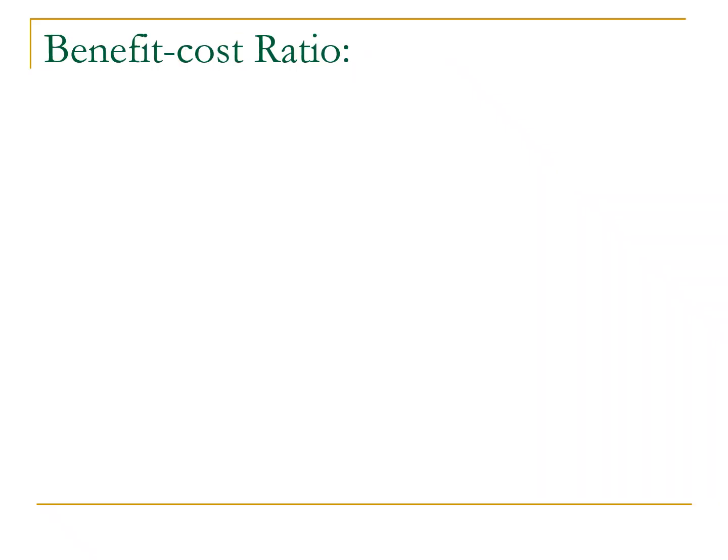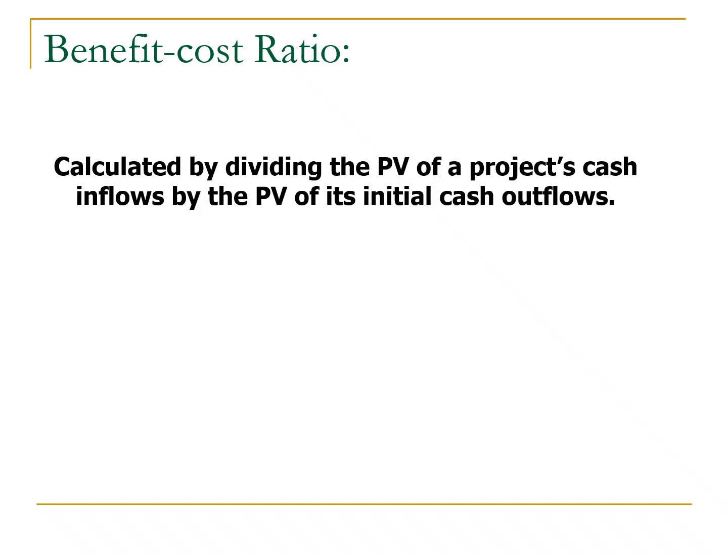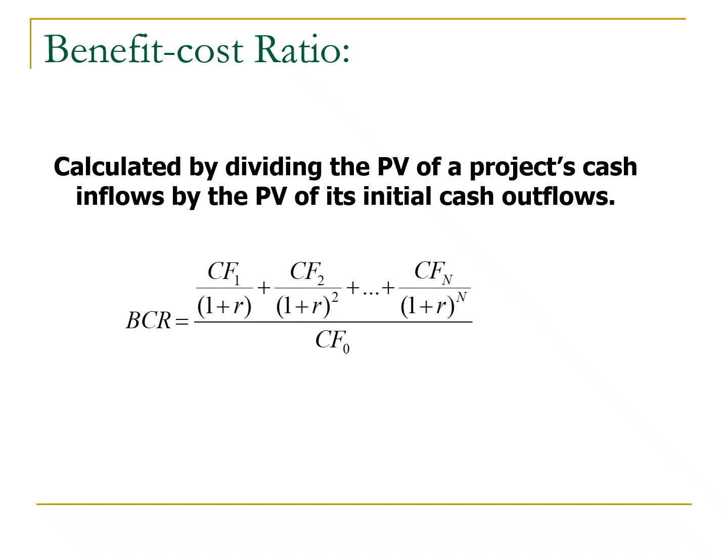Second one is benefit cost ratio. It is calculated by dividing the PV of the project's cash inflows by the PV of its initial cash outflows. So for benefit cost ratio, we have the formula: CF1 divided by (1+R) plus CF2 divided by (1+R)^2 plus up to CFn divided by (1+R)^n, whole divided by CF0. Decision rule: accept the project when benefit cost ratio is greater than 1.0. If it is not greater than 1.0, we can reject that particular project.